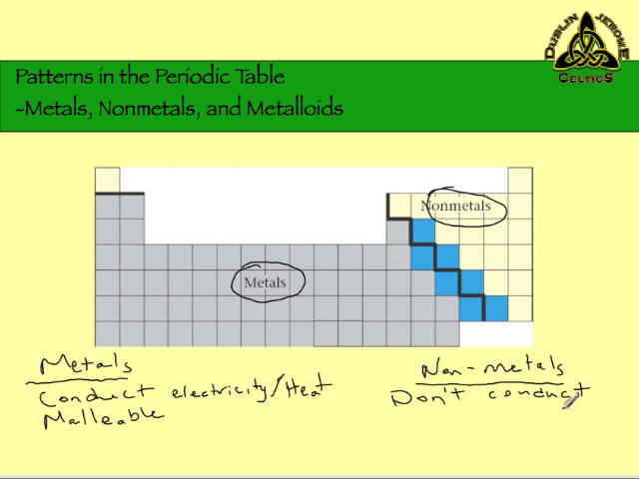And nonmetals, they don't bend. They're pretty brittle. They break. Think about your pencil lead. That's actually just carbon. So carbon is a nonmetal. If you were to try and bend one of those pieces of pencil lead, you would break it.